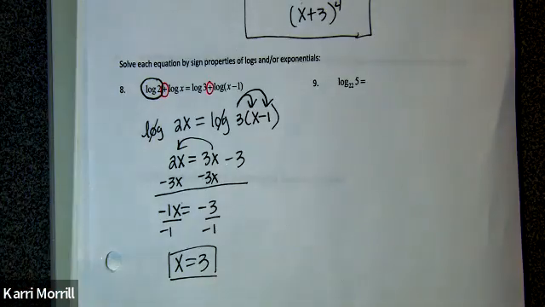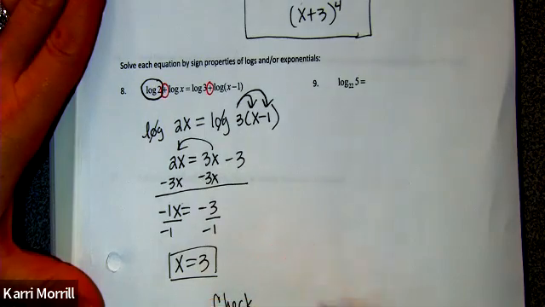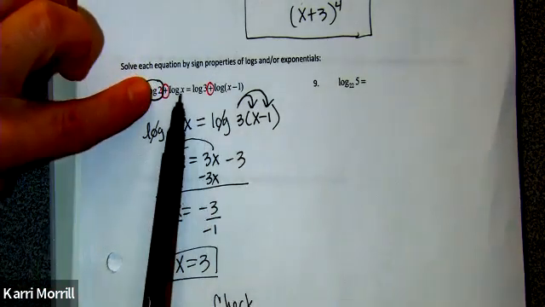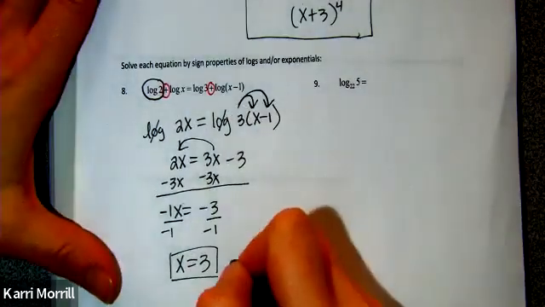But remember, we do need to go back in and make sure that would be a real answer. Remember to check it. Sometimes I forget, but plugging that in, that's still a positive. If x was 3, it's positive, and 3 minus 1 is positive, so it does check out.